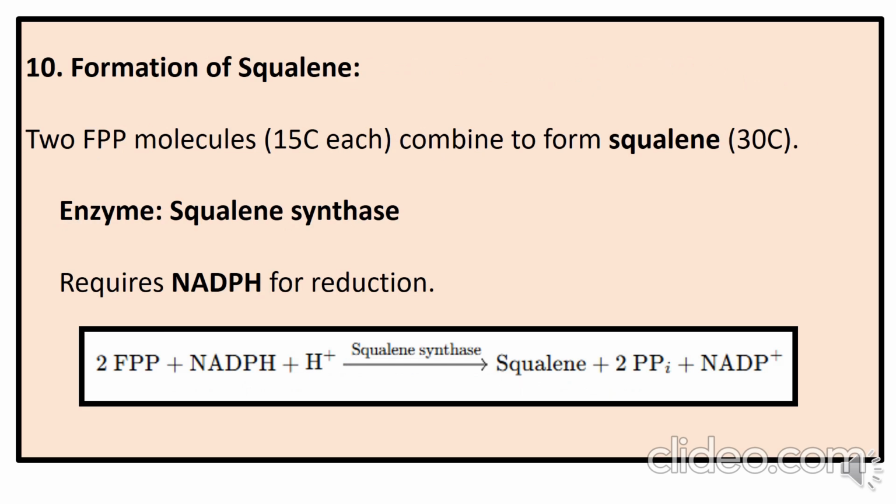Formation of squalene: 2 FPP molecules, 15 carbon each, combine to form squalene, a 30-carbon compound. The enzyme involved here is squalene synthase, and this step requires NADPH for reduction. In the reaction it is clearly shown, 2 FPP molecules of 15 carbon each, so 15 into 2, 30 carbon naturally. They undergo a reduction procedure, and this results in the formation of squalene along with 2 pyrophosphates and NADP+.